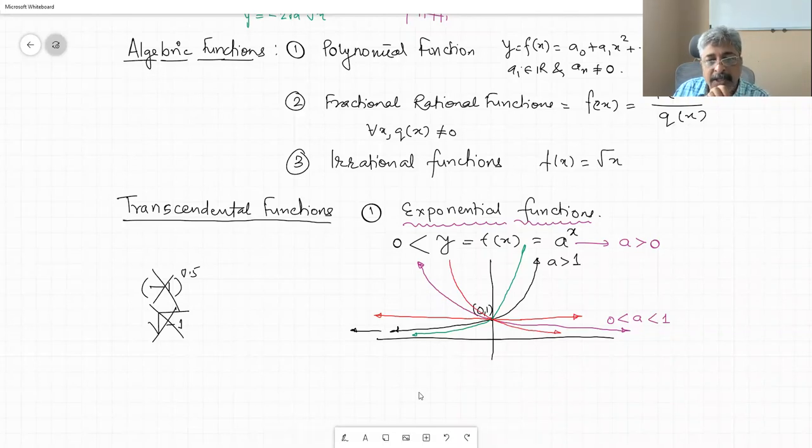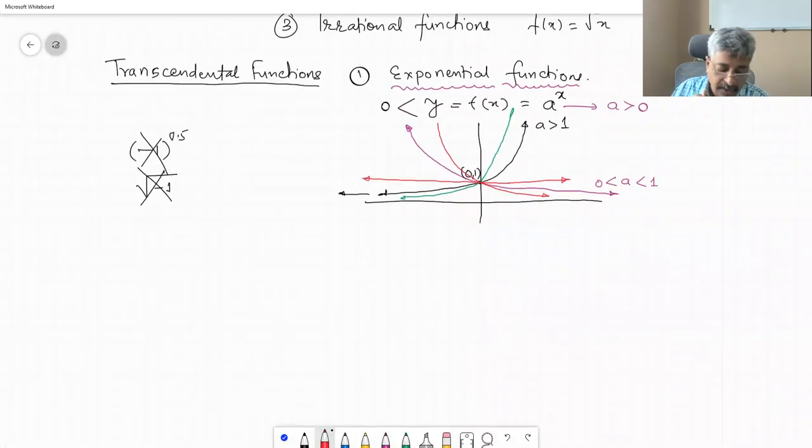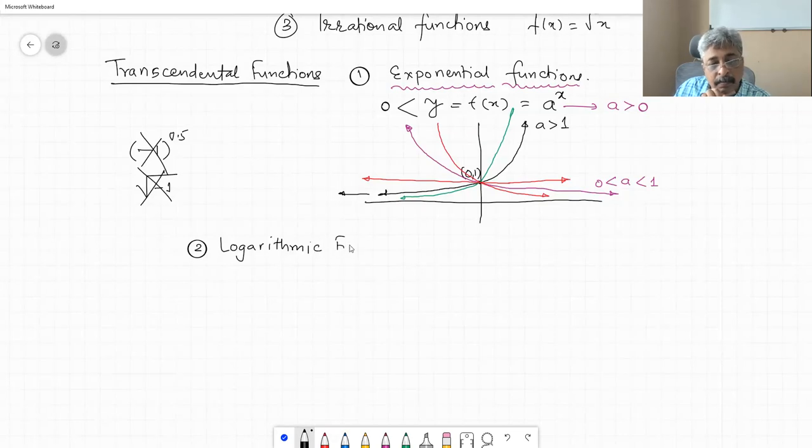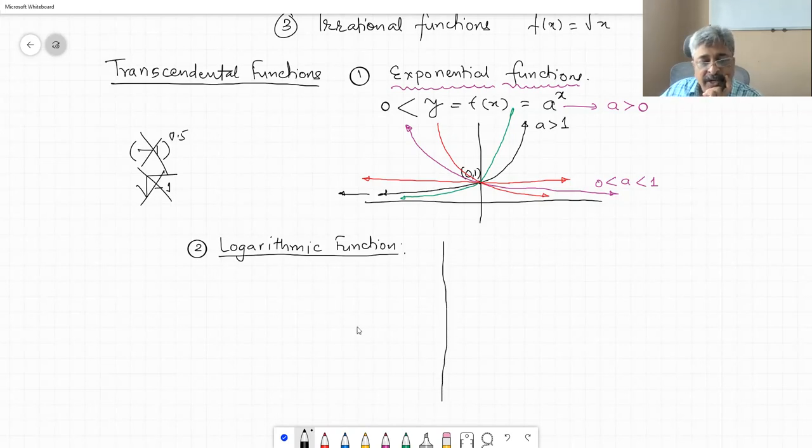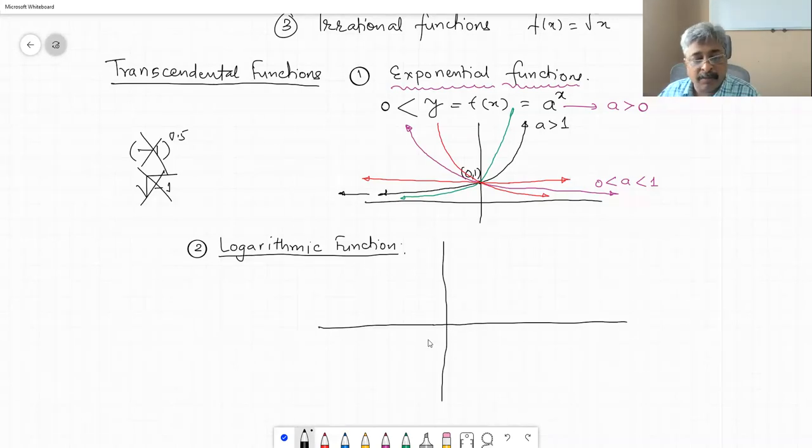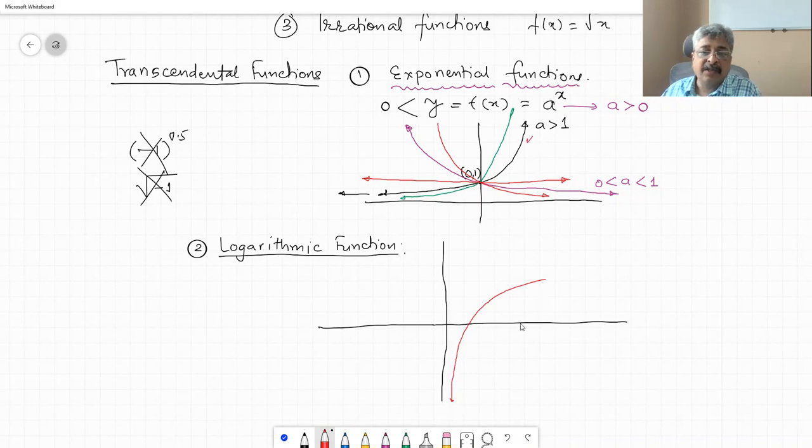Second, logarithmic function. Okay, we will talk about inverse functions a little later, but logarithmic functions are inverse functions of exponential functions. And when you talk about inverse, you take the reflection of the original function in y is equal to x. Therefore, your logarithmic function's graph is going to be like this. That is the reflection of this in x is equal to y. So this is going to be for a greater than 1.